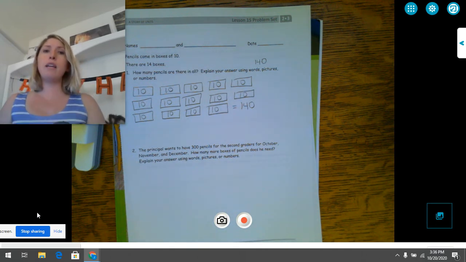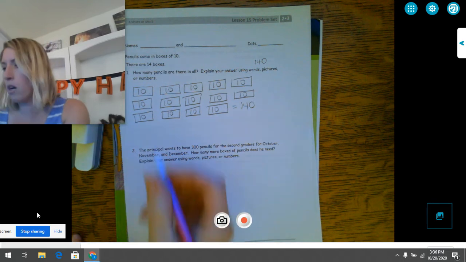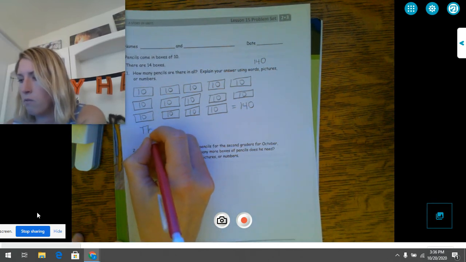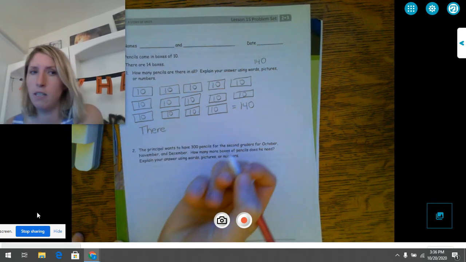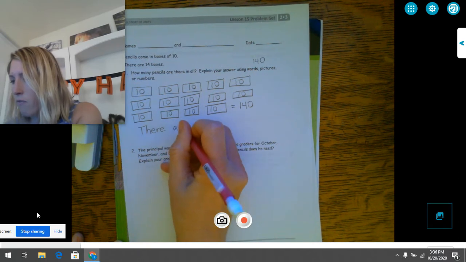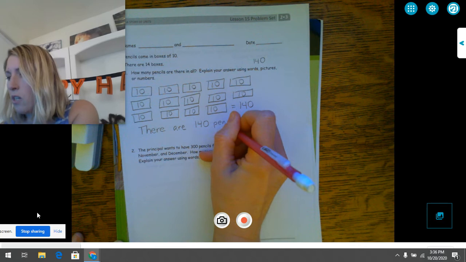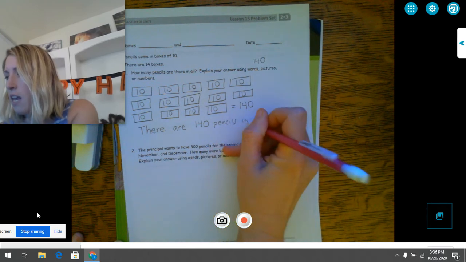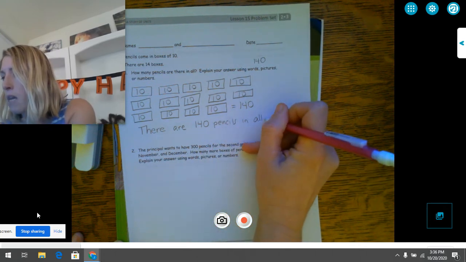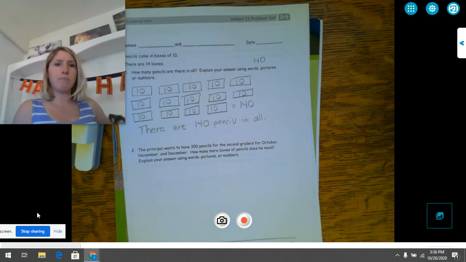So now we need to write a sentence to answer the problem. So the question was, how many pencils are there in all? So we are going to say there, with a capital at the beginning of our sentence, there are 140 pencils in all, with a period at the end of our sentence. Okay, let's go on to number 2.